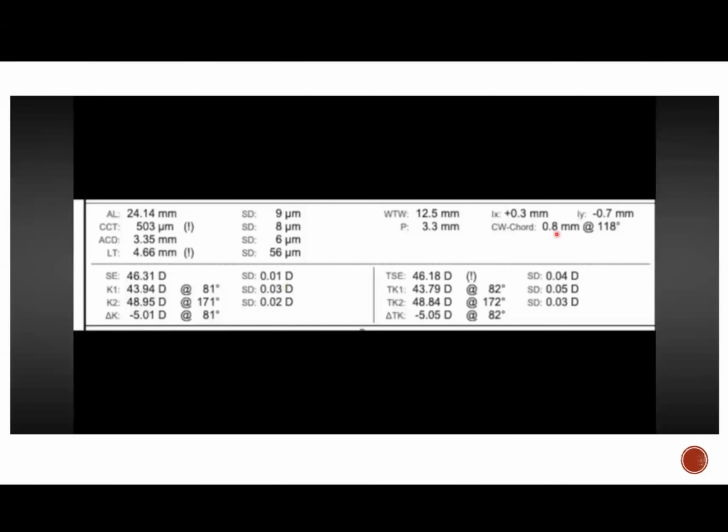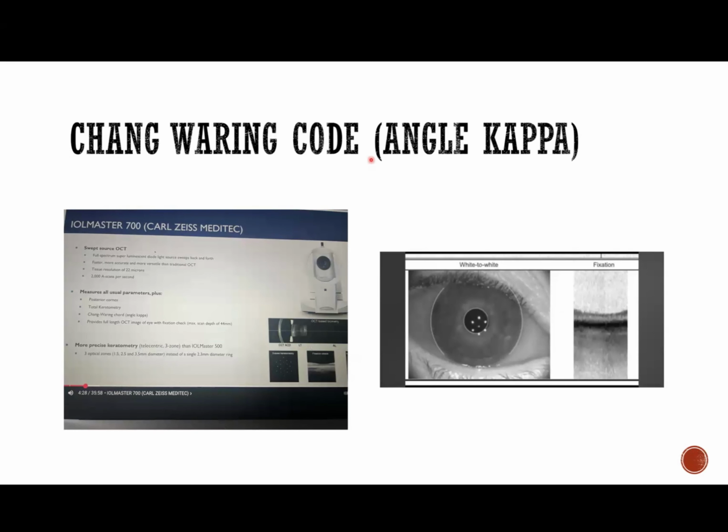So the general recommendation is that whenever the Cheng-Wearing code value is more than 0.5, most people believe we should avoid using premium IOLs on those patients. So that is an added advantage of having the IOL Master 700. This is a Cheng-Wearing code measurement. Even if you look at this picture, you know this is not correctly aligned. Then you can see the value.